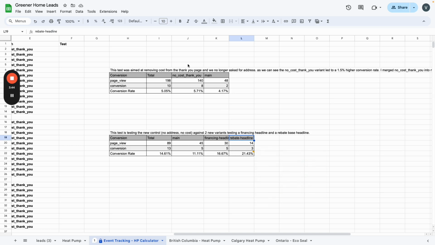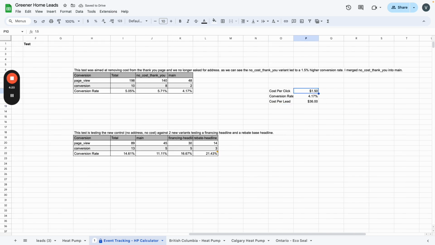So if we had not tested this, that means that we would have stayed at 4.17%, right? And at 4.17%, our current cost per click is $1.50, right? So for every person who clicks our ad, it's $1.50. If our conversion rate is 4.17%, then our cost per lead is equal to $1.50 divided by 4.17%, which is $36.